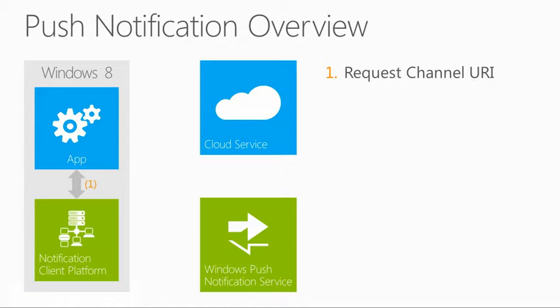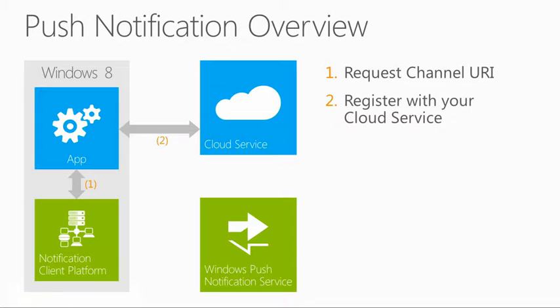So the first thing in a push notification scenario is you need to request a channel URI. Now that channel URI uniquely identifies that tile for that application. So if you've got secondary tiles, you'd have a main app URI and then a URI for each of those secondary tiles. Essentially what it means is it gives you a unique addressable URI to post your notification to, which means that that particular tile will be updated. So you could address your main app tile, or you could address your secondary tile using the URI.